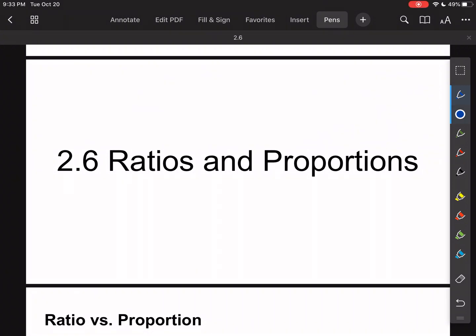Okay, for 2.6, we are looking at ratios and proportions. Ratios, you guys, is essentially how you are graded, right? A ratio is simply a comparison of two numbers by division. So it's basically a fraction, right? Where we're comparing two things by division.